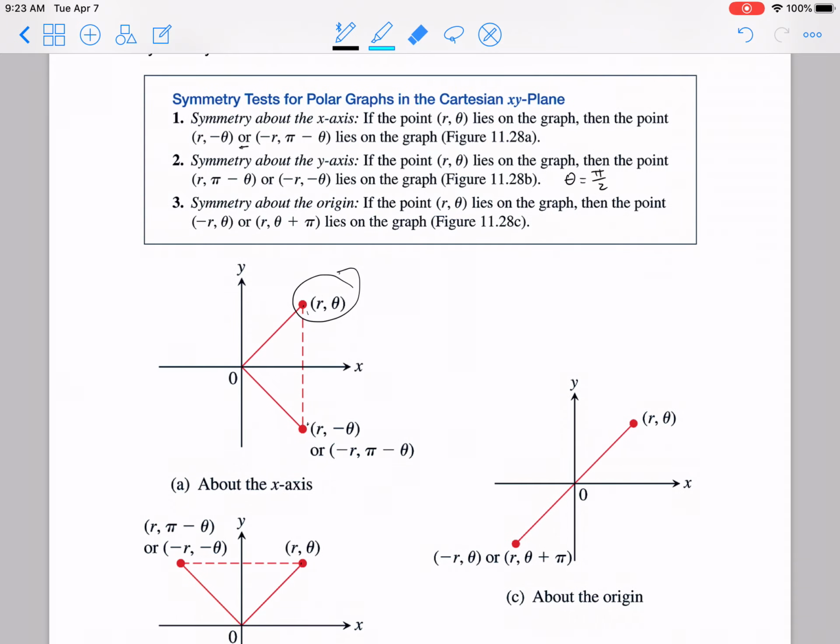And then the last symmetry we have is symmetry about the origin. Here, all you're basically doing is negating r, or adding an extra half rotation to theta. You can see that in this picture over here. You just go theta and then go out r, or you go theta and then go negative r. And that'll get us to points right there that are then symmetric about the origin.